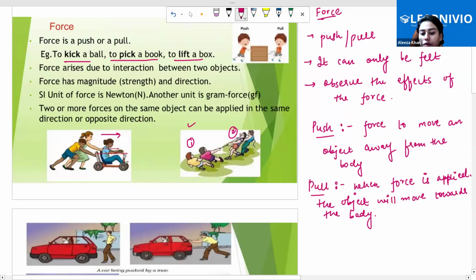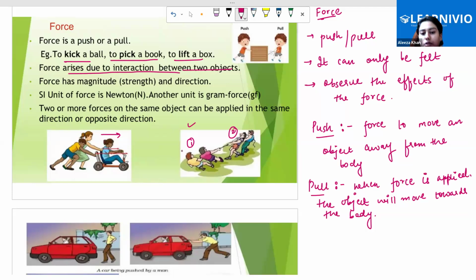So forces arise due to the interaction between two objects. What do we mean by this? Here, these people are interacting with each other. That's why the force is being produced. Just because these two people are pushing this cart, there is interaction between the two. That's why force is generated over here.